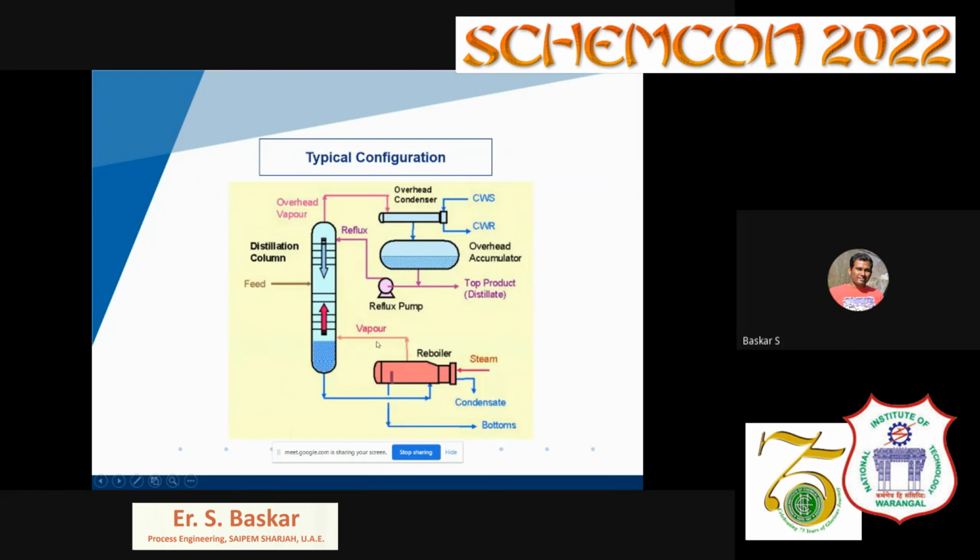This is the typical configuration of a distillation column. The feed will be introduced into the distillation column. In most cases, the feed will be in two phases, a vapor and liquid mixture, and the feed will contain multiple components with boiling points ranging from low to high. When the feed is introduced into the column, the vapor will travel towards the top of the column and the liquid will travel towards the bottom. I hope you can see my mouse on the screen, where I am explaining.